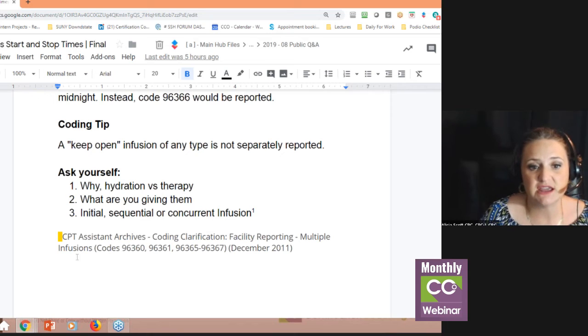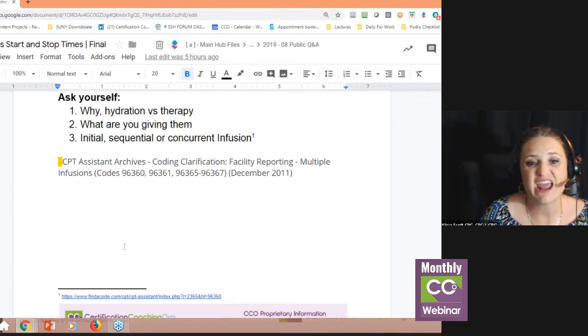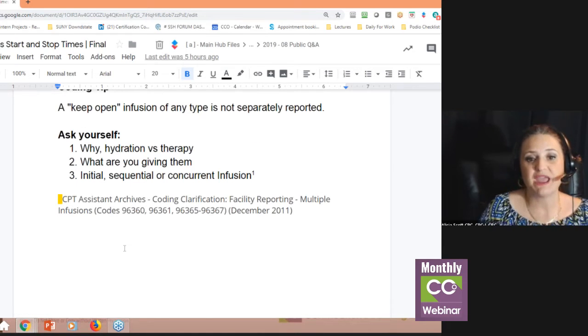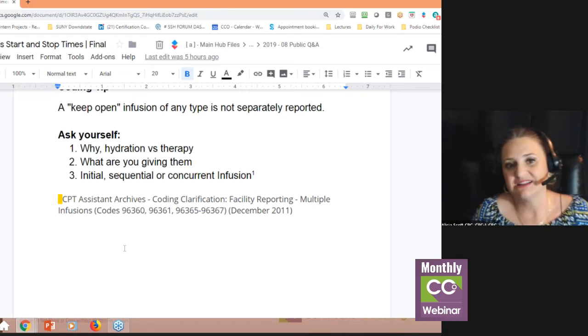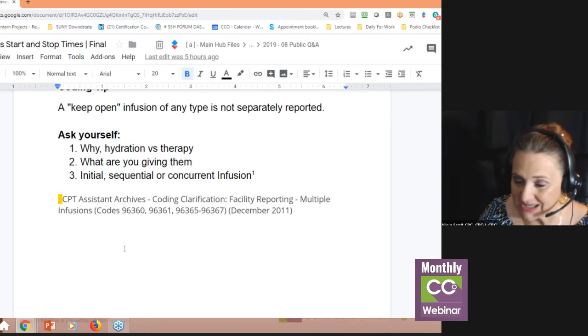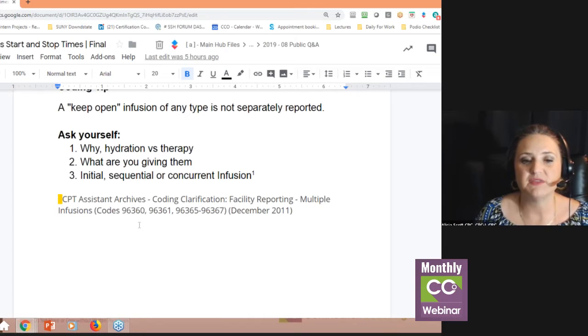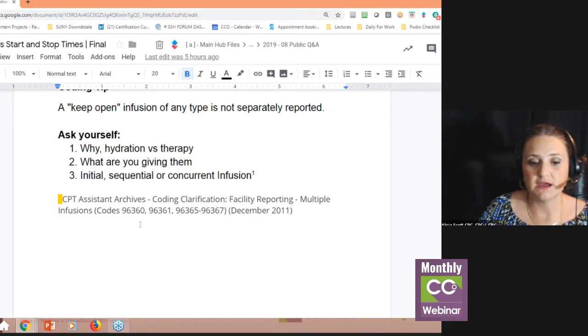And this is the CPT Assistant archive that had tons of information on it that expanded even more. So again, to answer the initial question, I hope I did that by giving the examples. However, there wasn't quite enough information to be able to tell you exactly how to code it. I almost have to see the infusion report. But this should be a launching point for you to know where your parameters are, to be able to know if you're coding it accurately or not.